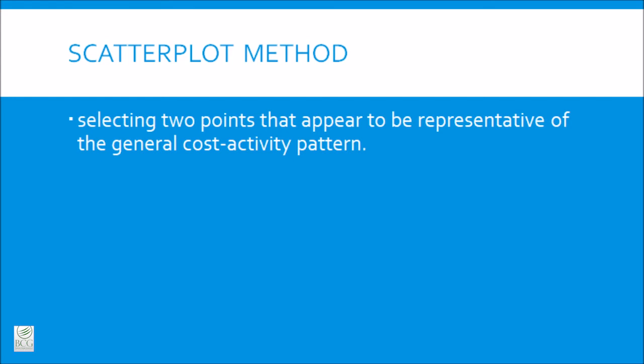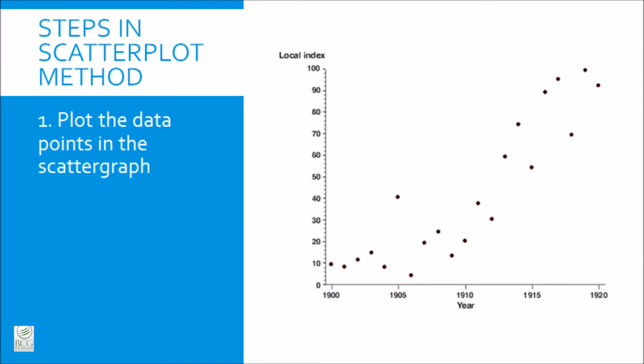Now to understand this better, we have here the steps in the scatterplot method. First, plot the data points in the scatter graph. What do I mean by scatter graph? A scatter graph is just graphing paper, and we plot the data points in the first quadrant, where everything is positive for the y and x axes. One purpose of the scatter graph is to assess the validity of the assumed linear relationship. It can provide insight concerning the relationship between cost and output by allowing one to visually fit a line to the points in the scatter graph.